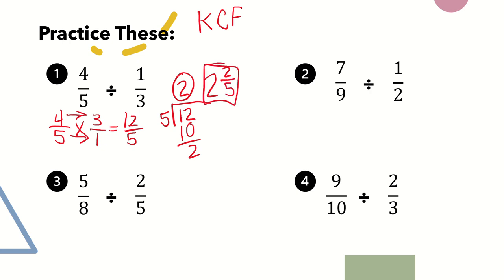Let's look at number 2. Again, we're going to repeat the same process. Keep, change, reciprocal, or flip. Multiply straight across. I get 14 over 9.